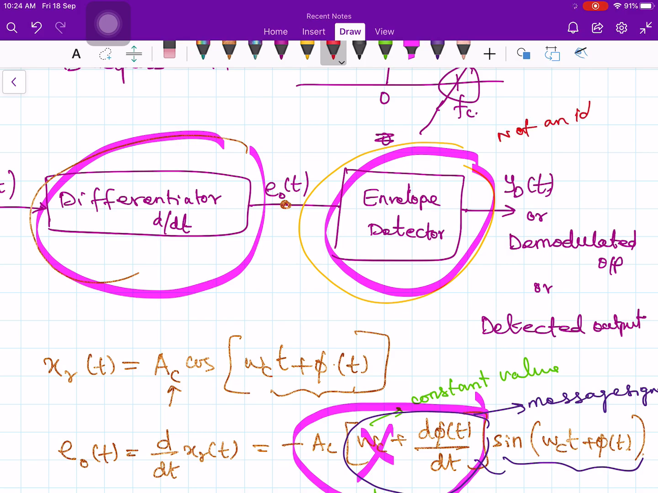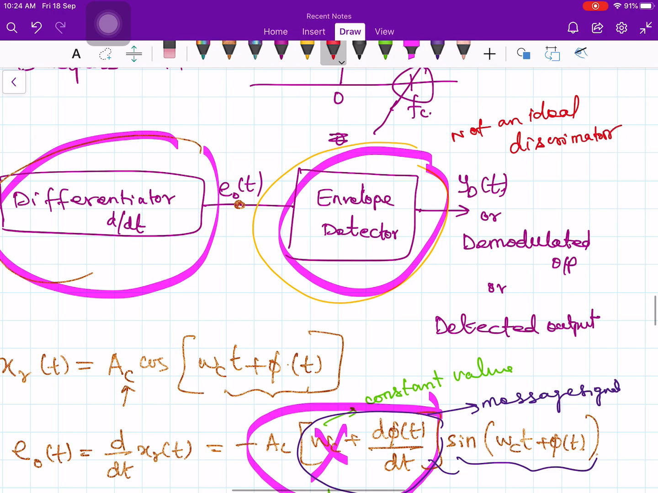Not an ideal discriminator. Why is it not an ideal discriminator? Because of the variation in the amplitude. So to make it behave like an ideal discriminator, what do you need to do? You make it constant amplitude.